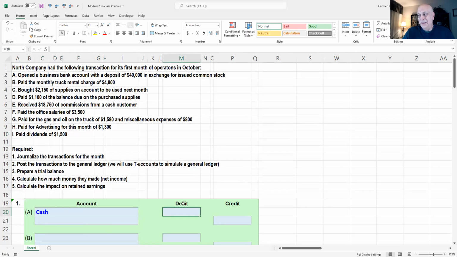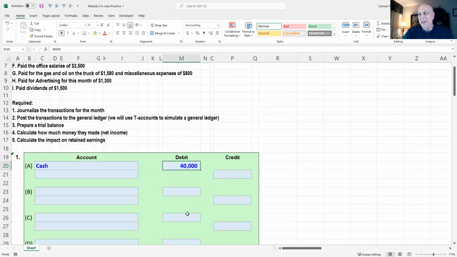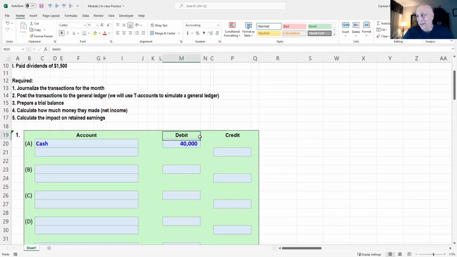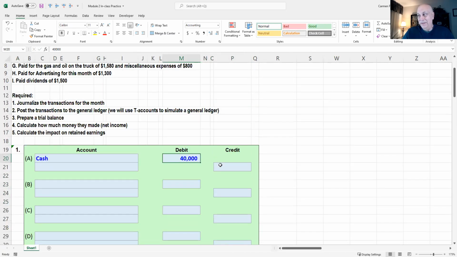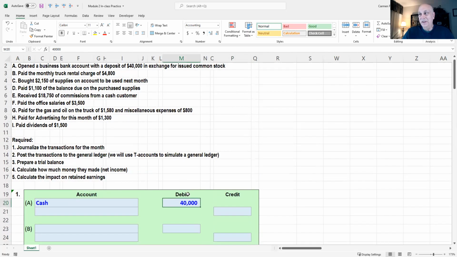And since cash is increasing, it's going to be a debit. So we're going to put it on the debit side of this general journal. Just think of the general journal as one giant T account, with lefts and rights. We put our increases on the left and our decreases on the right for cash. So cash is increasing on the left as we open that bank account and put in $40,000 in common stock.